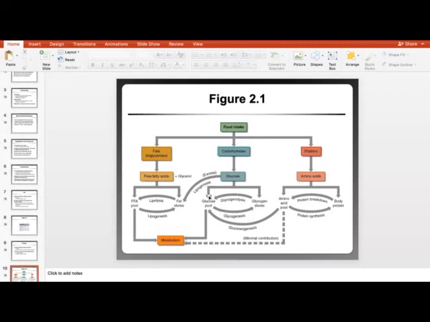It can be stored in your bloodstream as glucose, and that glucose can be used by your body for energy, or it can be changed through glycogenesis.